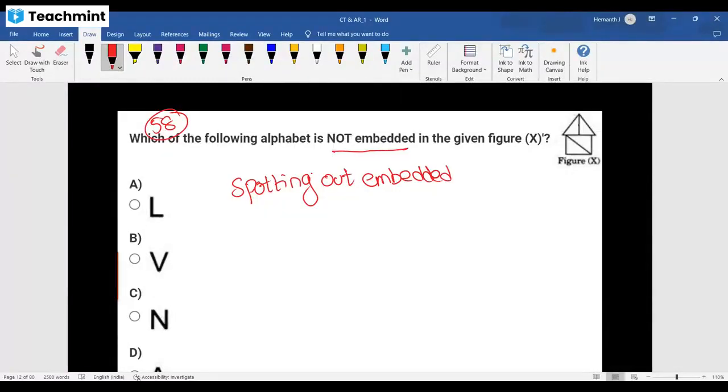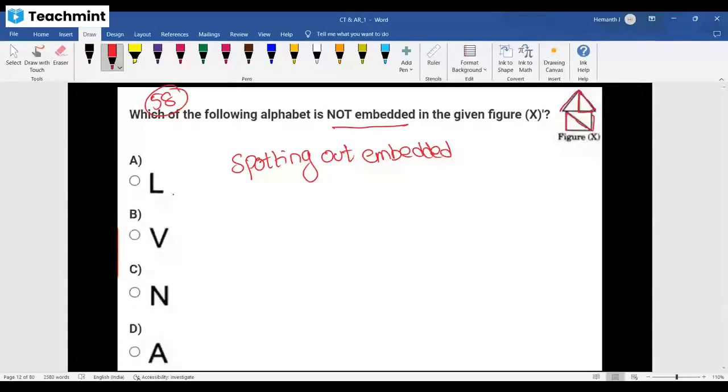Now you observe, this L shape is available here. V shape, yes, the V shape is available here. N is also available here. Which is not available is A. A is not available in the diagram. Spotting out embedded figure concept, explained in visual reasoning. So see that. Which is not embedded is nothing but option D.